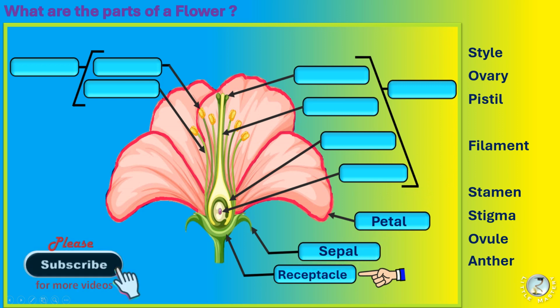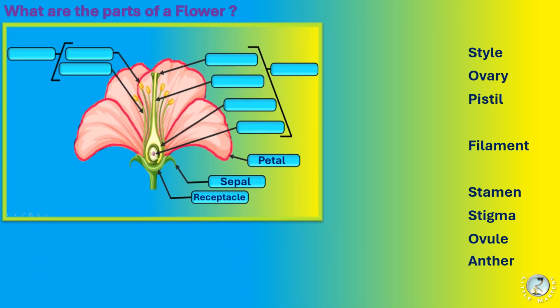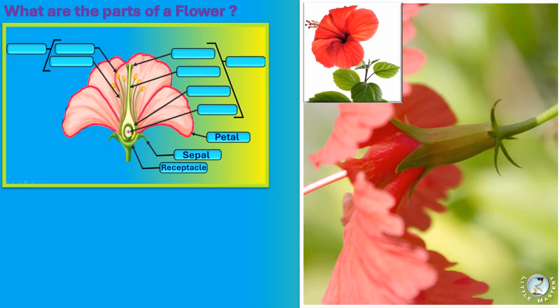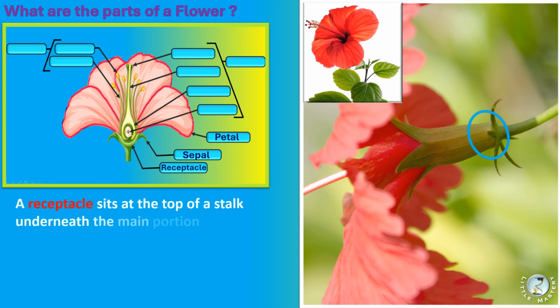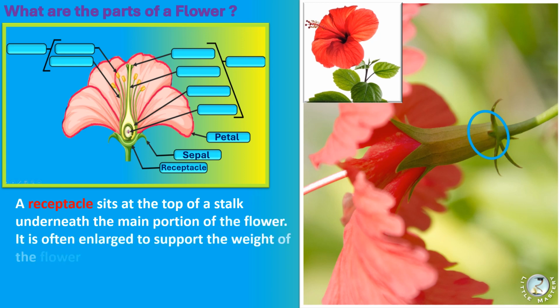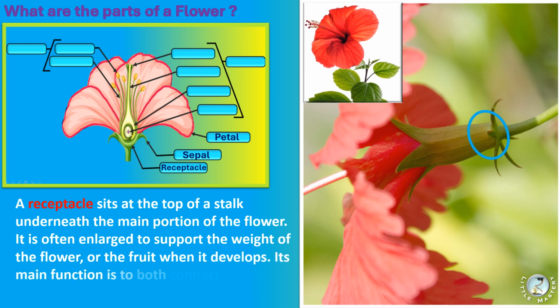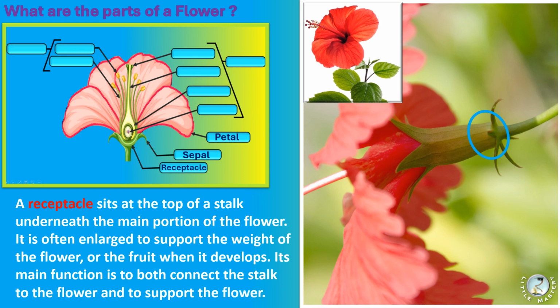Receptacle. A receptacle sits at the top of a stalk underneath the main portion of the flower. It is often enlarged to support the weight of the flower, or the fruit when it develops. Its main function is to both connect the stalk to the flower and to support the flower.